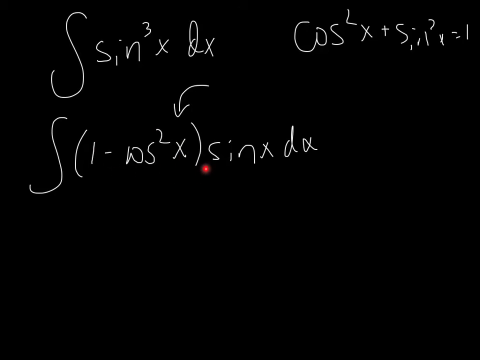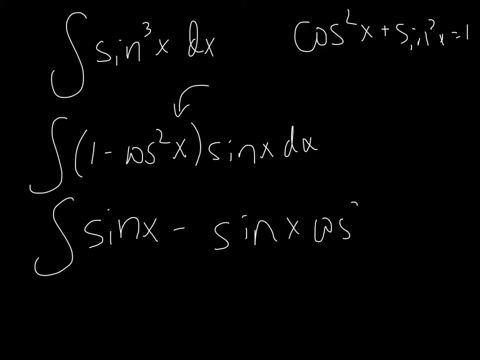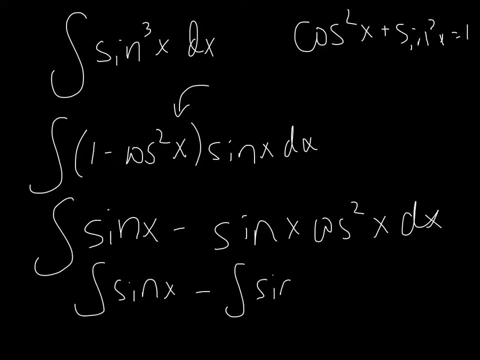So nothing looks good. So then what I would do is say, okay, I have a binomial times a monomial. Maybe if I distribute, that will help. So I would get sine x minus sine x cosine squared x dx. Now this is starting to look a little bit better because we know that when you integrate a difference, you can just do the integral of each term.